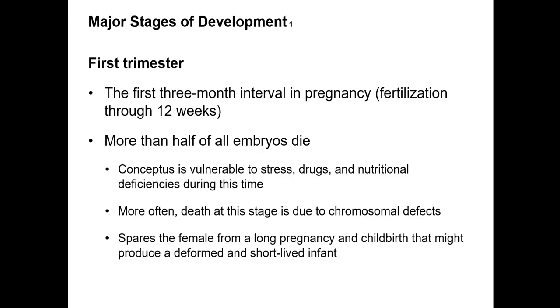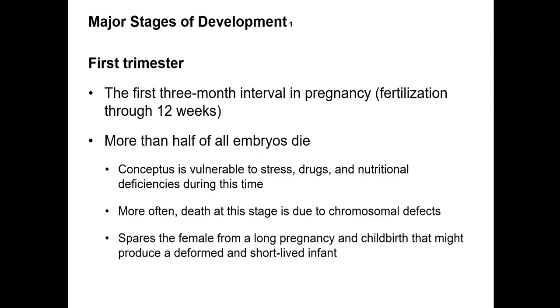So once fertilization has occurred, we have 3 major stages of development within the fetus. We have what's called the first trimester. This is the first 3-month interval in pregnancy. So it happens from fertilization to about week 12 of pregnancy. And during this time, this is when the conceptus is going to be the most vulnerable and potentially exposed to damage. This is when most miscarriages will take place, during the first trimester.